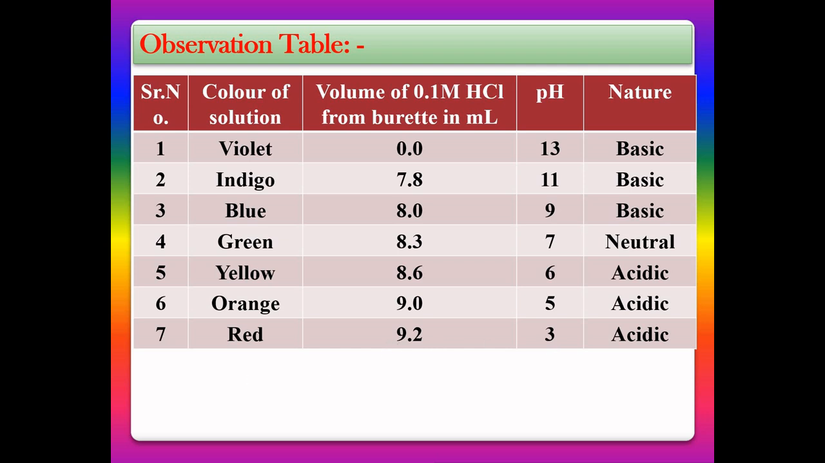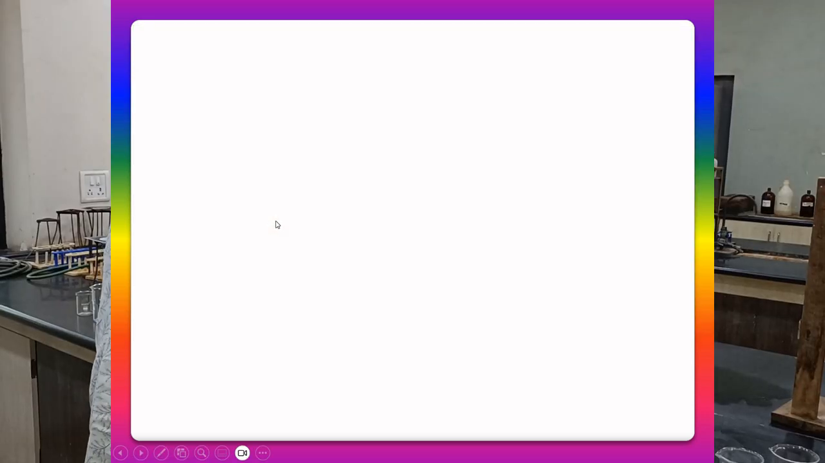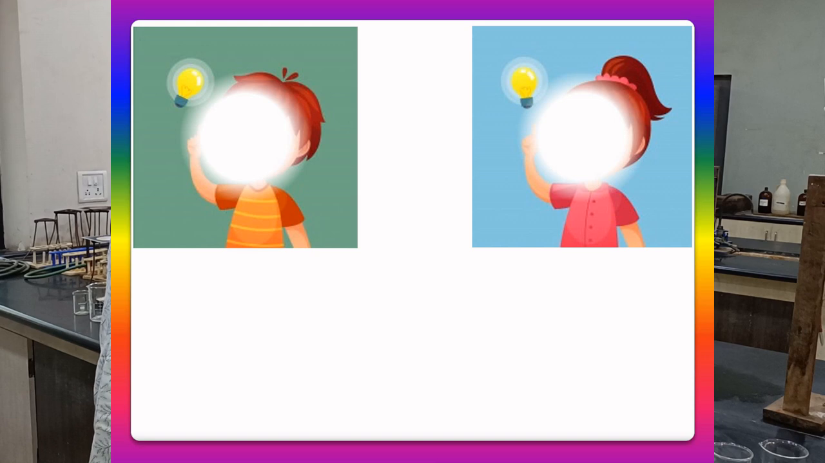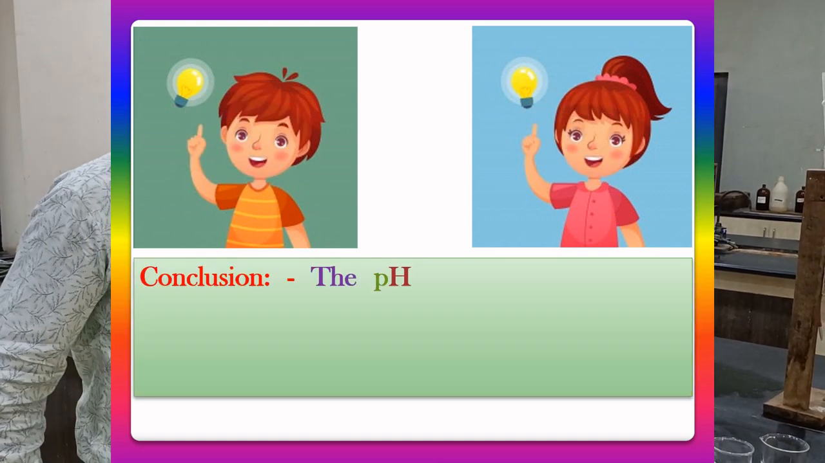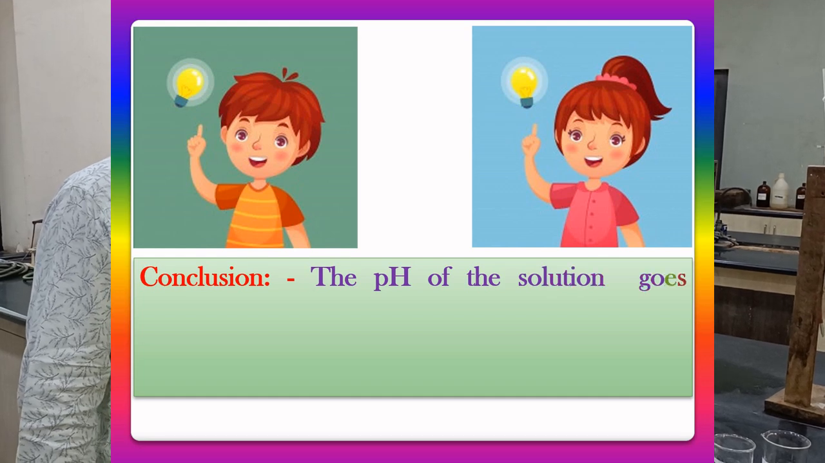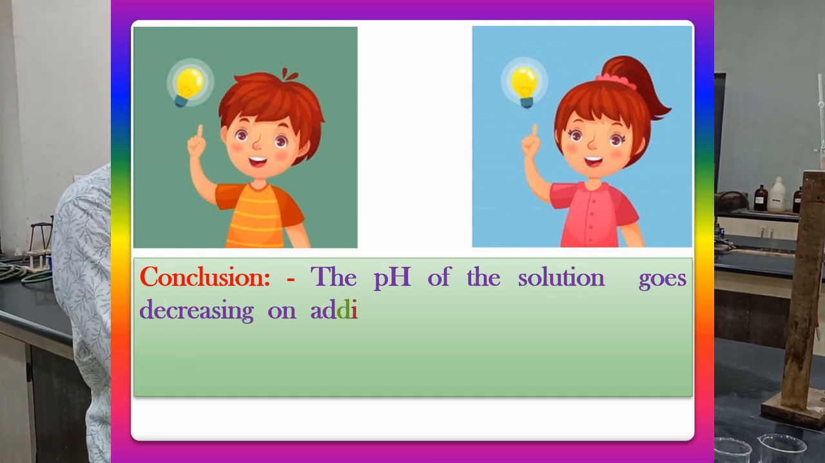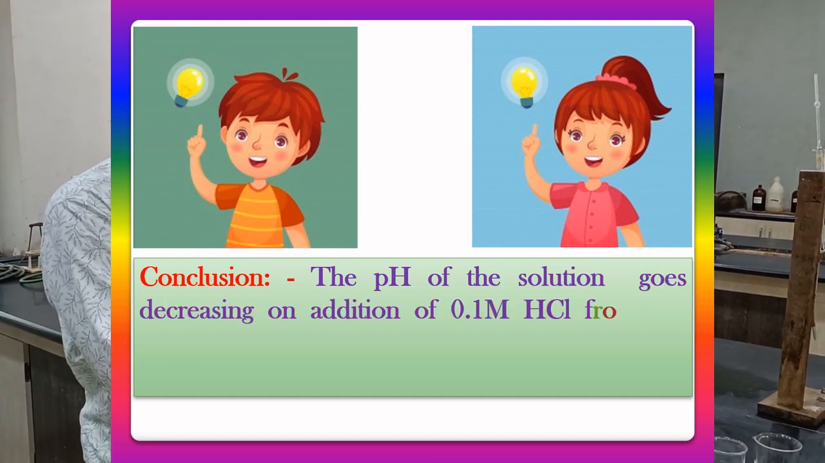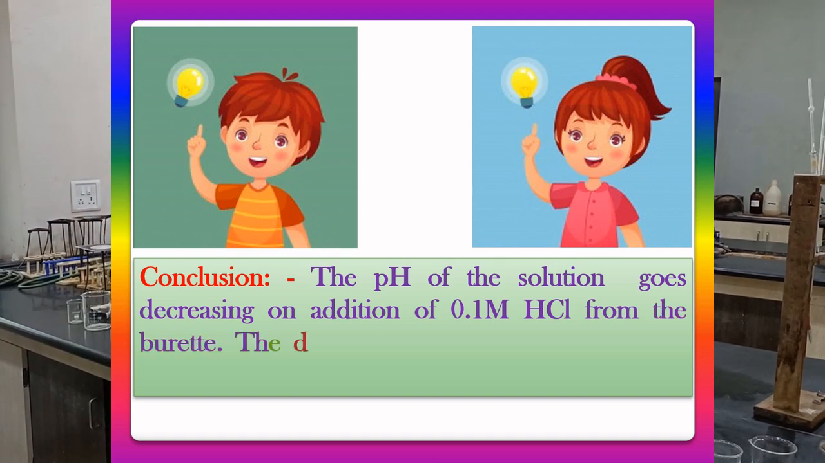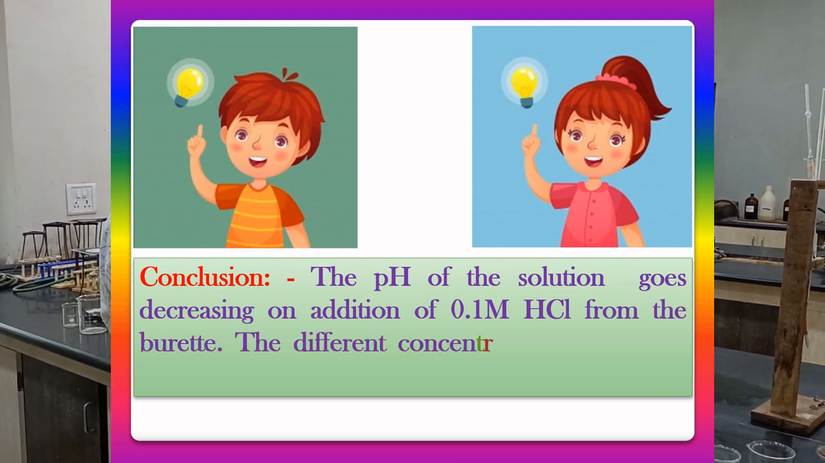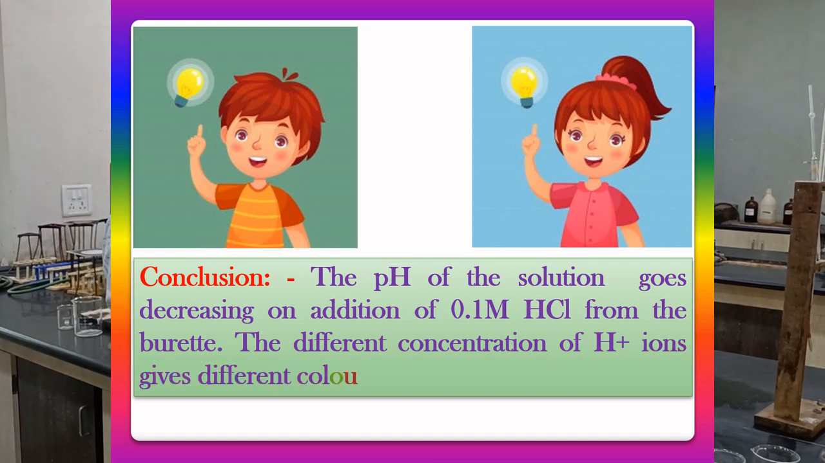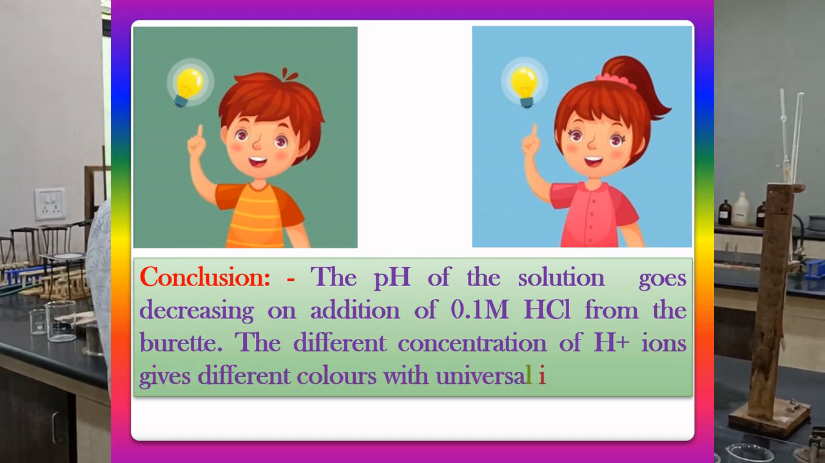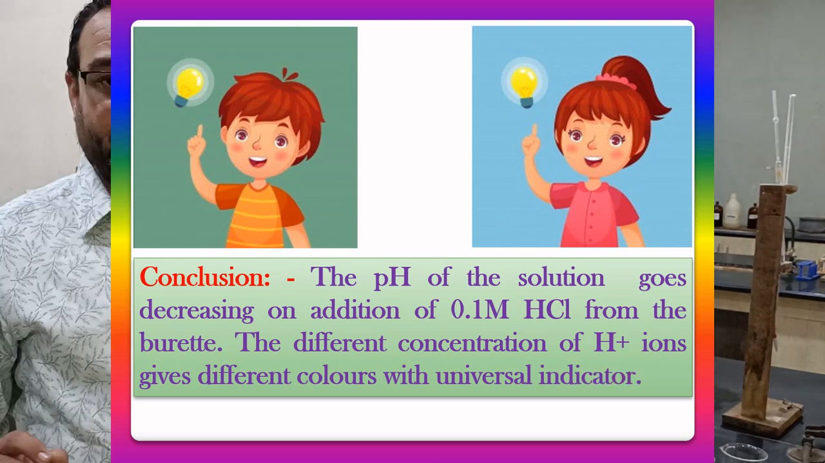What do we conclude from this solution and experiment? The conclusion of the experiment we have observed is that the pH of the solution goes on decreasing on addition of 0.1 molar HCl from the burette. Different concentrations of H plus ions give different colors with the universal indicator. Exactly.